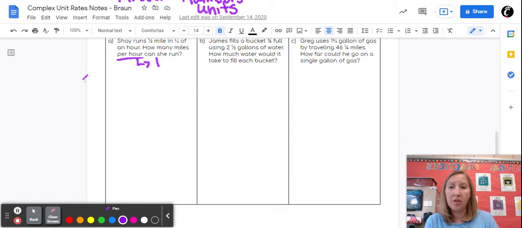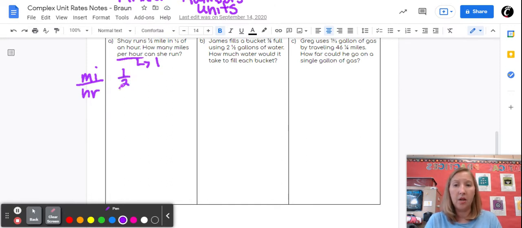So to get things started, I'm going to start by just writing our units. So that means our miles are going on top and hour is going on bottom. So when we look in our problem, it says Shay runs 1/2 mile. So 1/2 is going to go on our top, and 1/5 of an hour. 1/5 is our hours, that's going to go on the bottom. So remember, we are going to divide. So I'm going to divide by 1/5. And remember that when we divide, we do keep, change, flip. So in this case, instead of doing 1/5 divided by 1/5, I'm going to write that as 1/5 times 5/1.